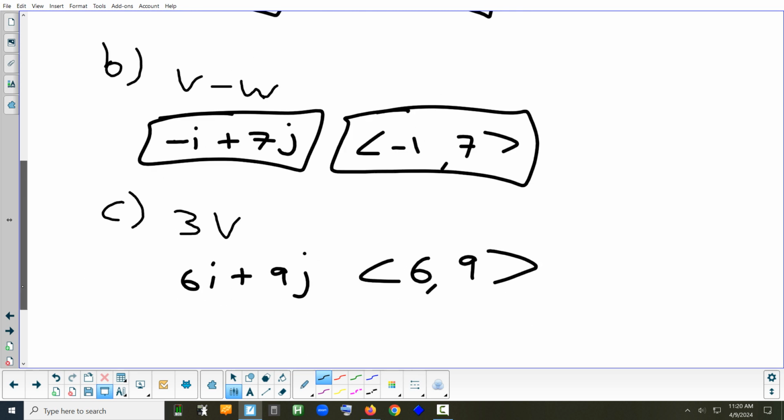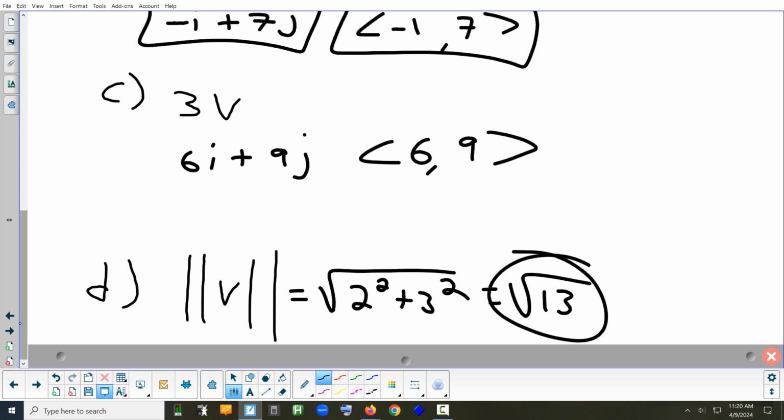So that's an example of each thing, each formula.